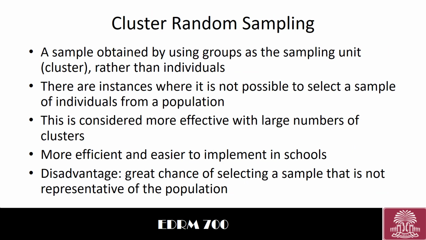Cluster random sampling. It is a sample obtained by using clusters as the sampling unit rather than individuals. This is considered more effective with large numbers of clusters, such as all districts in a state. This is more efficient and easier to implement in schools. For example, researchers only need to contact certain districts with this method. The disadvantage is that the sample may not be representative of the population.